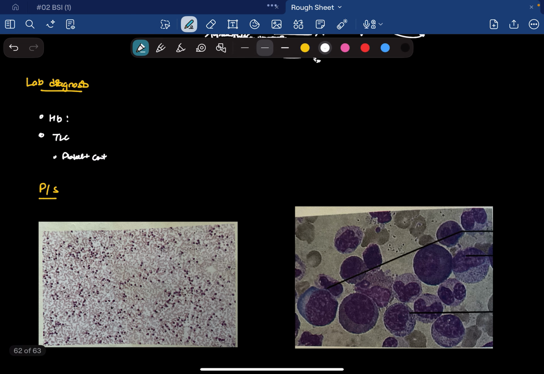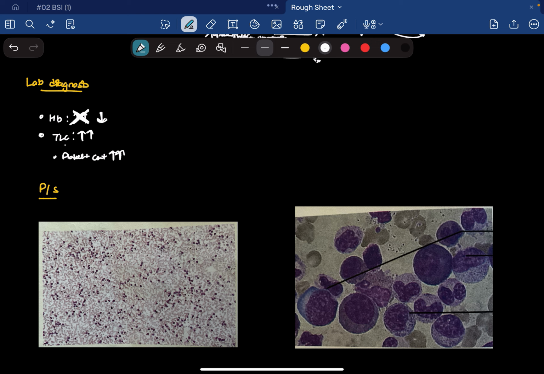What would you expect in the labs? It's a myeloid neoplasm, so hemoglobin should increase, right? And the total leukocyte count should also increase, and the platelet count should also increase. But one thing that we do notice is that the hemoglobin does not increase. For some reason, the erythroid series does not increase.